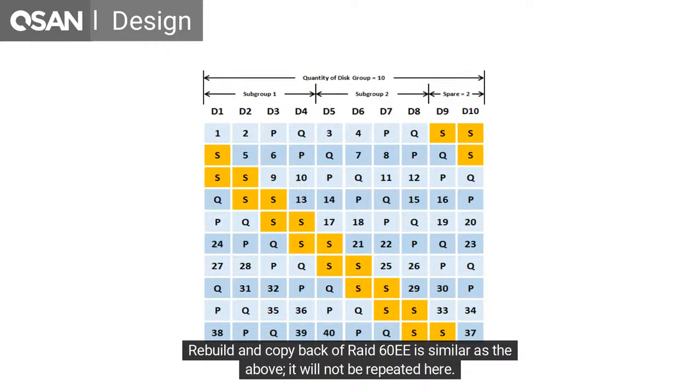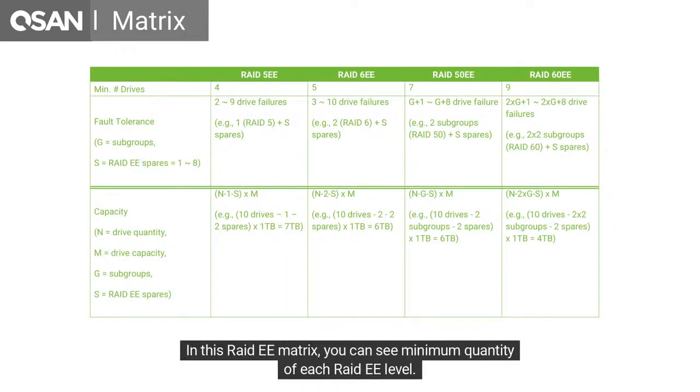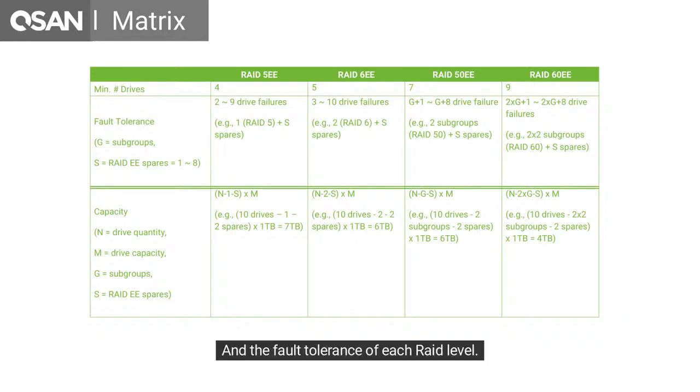Rebuild and copy back of RAID 60E is similar as the above. It will not be repeated here. In this RAID E matrix, you can see the minimum quantity of each RAID E level and the fault tolerance of each RAID level. Here you can also calculate what the RAID E usable capacity is.